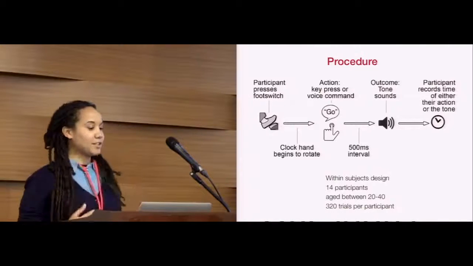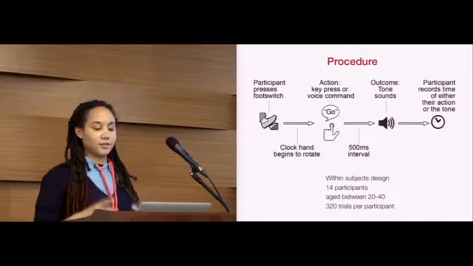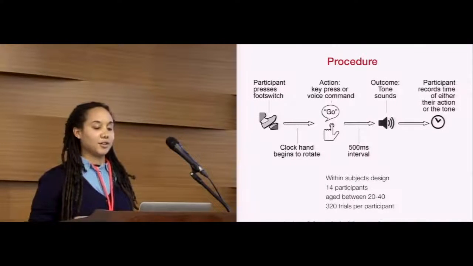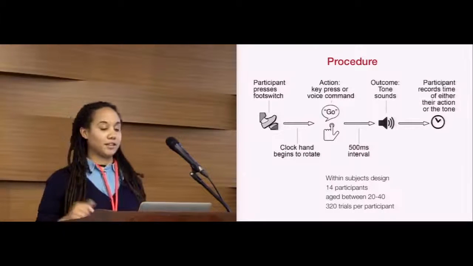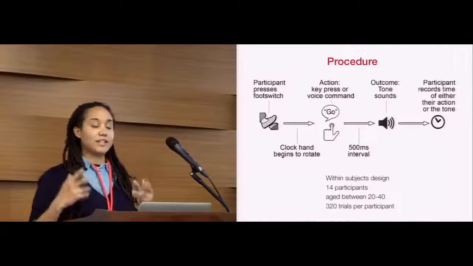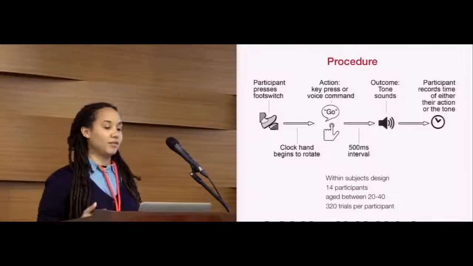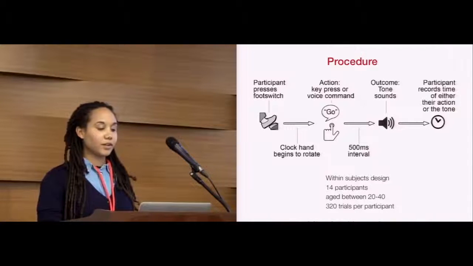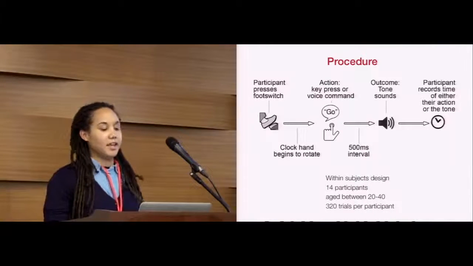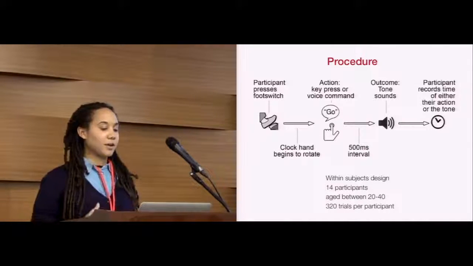For the procedure, participants sit in front of a computer and they use a foot switch to start each trial. Here the clock is on the screen and the clock hand starts to rotate. They're instructed to make an action, which is either, in this experiment, a button press or saying the word go, whenever they feel the intention to do so. There's a 500 millisecond time interval, and then a beep occurs. Participants then report the time of their action or outcome. This was a within subjects design, so all the participants did both conditions. There were 14 participants aged between 20 and 40, and they did 320 trials overall.